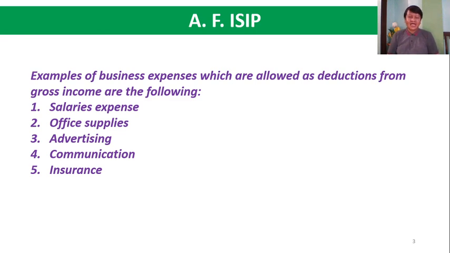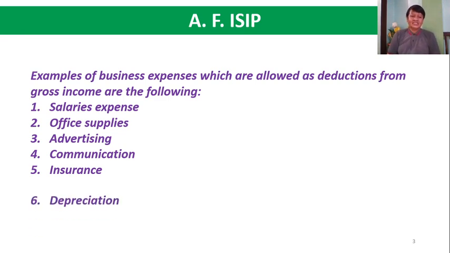So insurance actually is related to business because you have to insure your assets. By insuring your assets, you expect something in the future. If something bad happens to your asset, the insurance company will answer for the reimbursement of expenses. So insurance is a necessity in business operations. That is why the Bureau of Internal Revenue allowed insurance as one of the deductions from gross income.